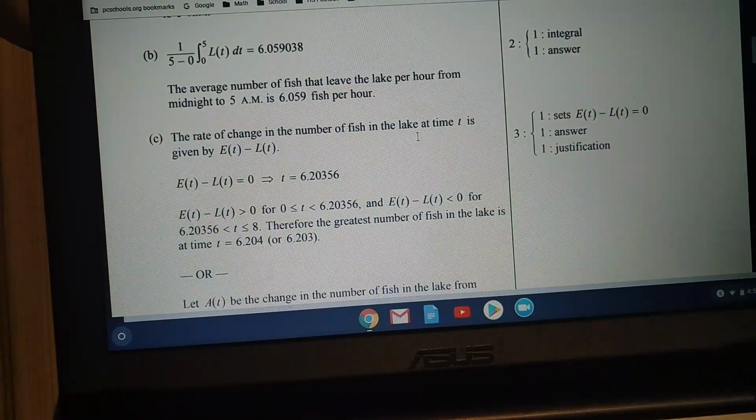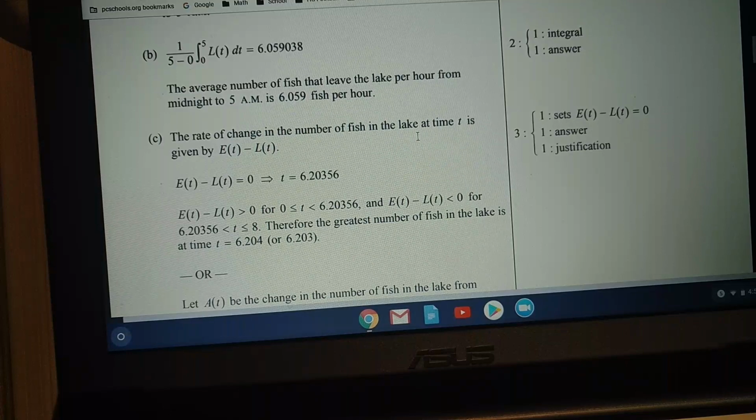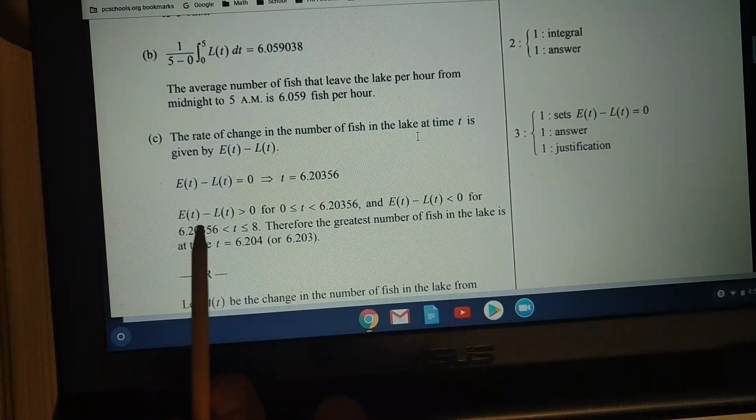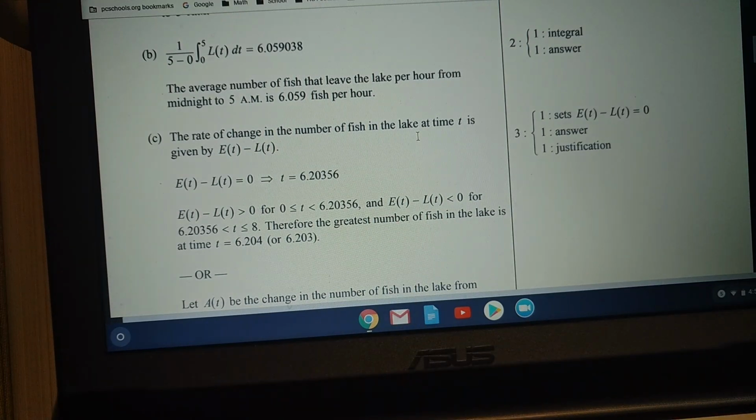Now for C, you start off with a soft point for recognizing you're looking for where the difference between the two rates is 0, which can also be expressed as where entering and leaving are equal to each other. Either way works. If you set that up, you get 1 point. If you calculate the actual time where that happens, 6.204, you get 1 point. And then there's the correct justification: the difference in the rates is positive before that time and negative afterwards. Therefore, that must be the maximum, where the greatest number of fish in the lake would be.